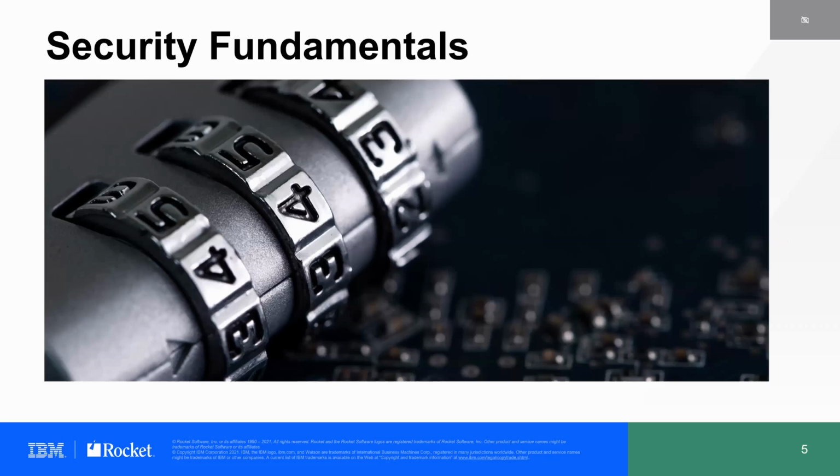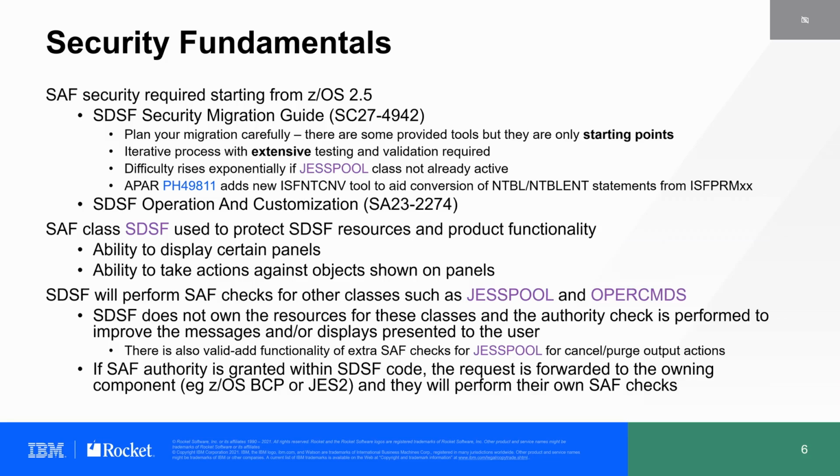Okay, some security fundamentals of how we use SAF and how the checks are made. As I said before, SAF security is required and mandatory starting from z/OS 2.5. We did write a new manual, a security migration guide, because this is a non-trivial project to convert from the old internal security to doing SAF. We do provide a couple of tools. There's a tool called ISFACR that was written 25 years ago, but it's not a one-stop shop.